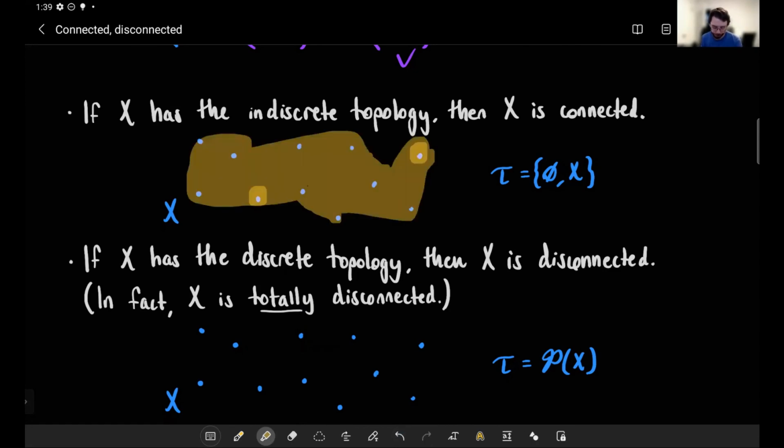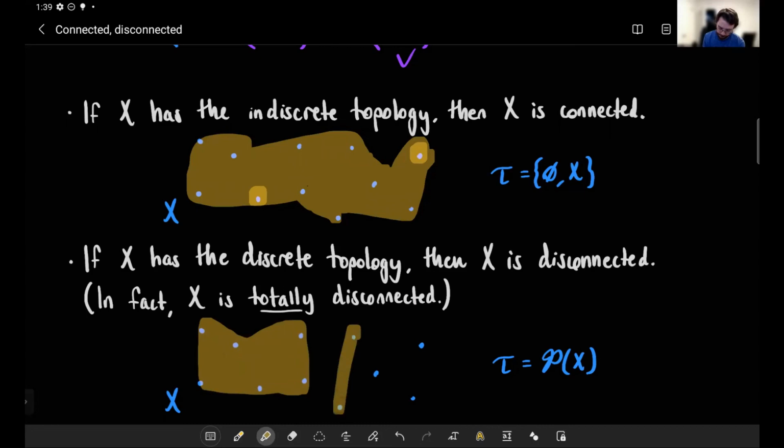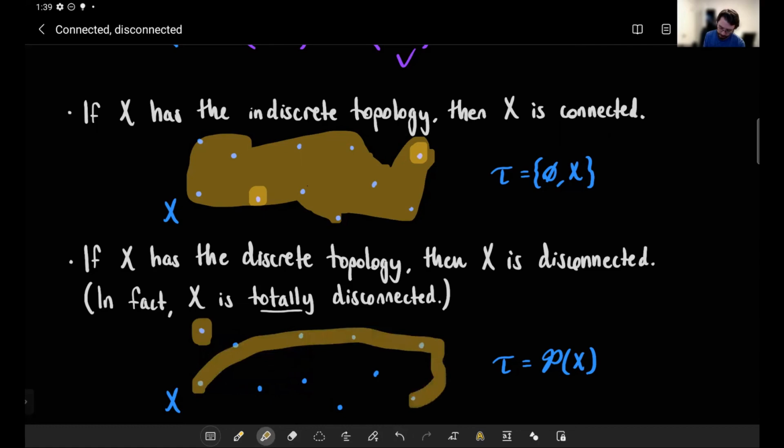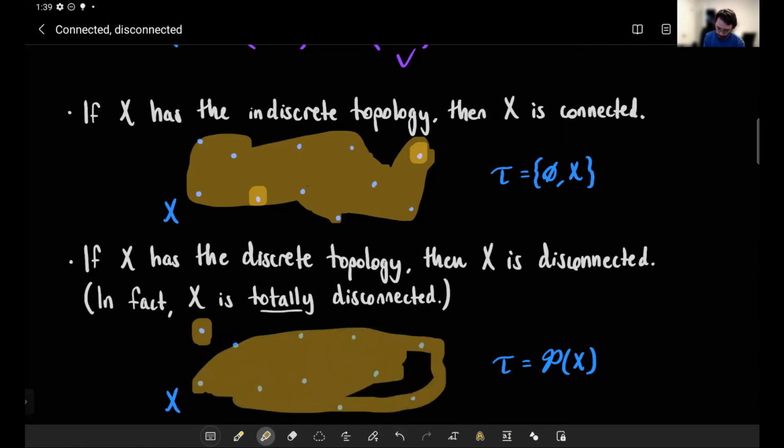Whereas on the discrete topology, your space, no matter what it is, is disconnected, because you can always separate it into a partition of two open sets. That's an open set. That's an open set. Everything's open in the discrete topology. So you can find any pair of open sets that partition the space as long as they cover it and they're disjoint. You could take a singleton and then the rest of the space. That would be a partition.